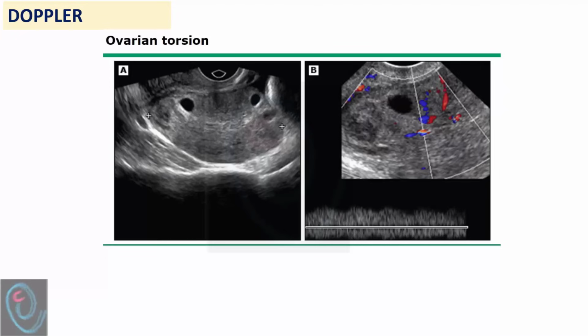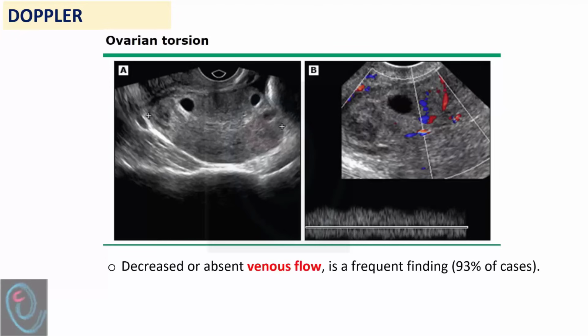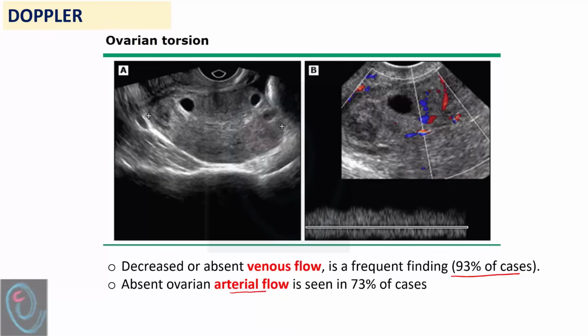Doppler study is another important assessment. There may be decreased or absent venous flow in about 93% of cases. Absent ovarian arterial flow is present in about 70% of cases. However, some cases may have normal color Doppler flow.